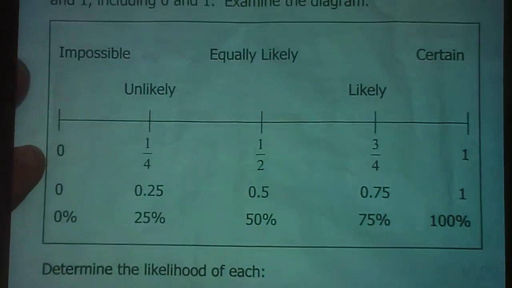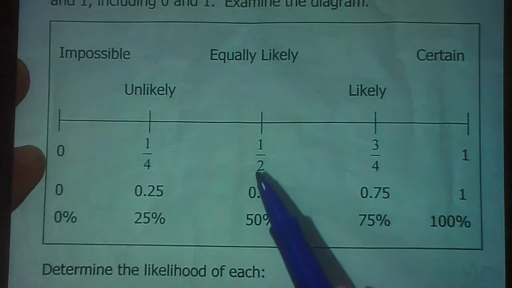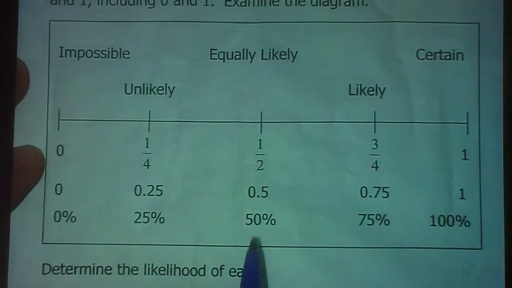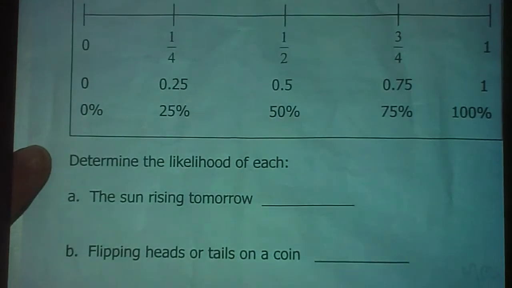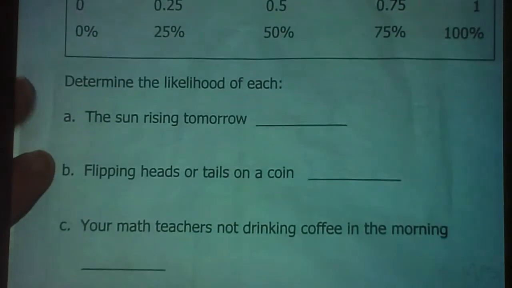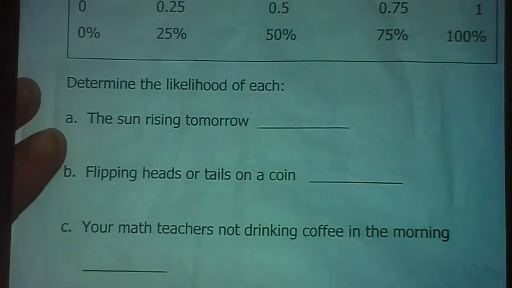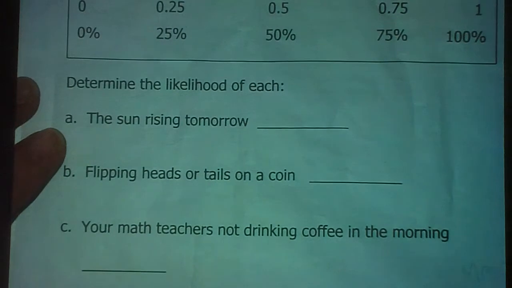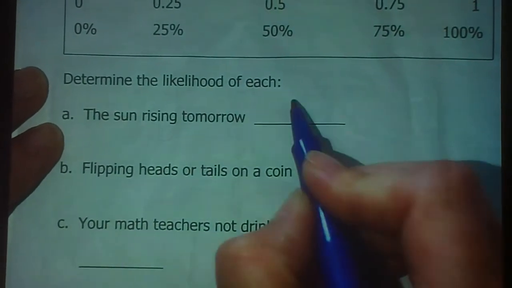Straight up carrots. Okay, and then sometimes it's a 50-50 chance, like flipping a heads or a tails. They're equally likely. 50% chance. Okay, so on a range of 0 to 1, we're going to rate these. Determine the likelihood of each event. What is the likelihood that the sun will rise tomorrow? Even if it's cloudy, it's still there. Every day. 100%. So we're going to use a 1.